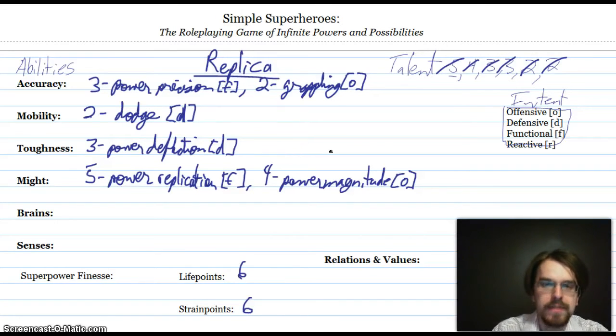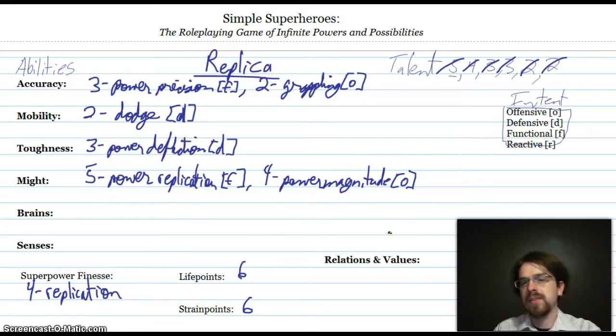So, superpower finesse, as previously mentioned, is a measure of interrelated powers. So she clearly has 4 different powers that are about power replication. So for superpower finesse, we're going to give her a replication power. Now, superpower finesse is something that usually the GM assigns and determines.